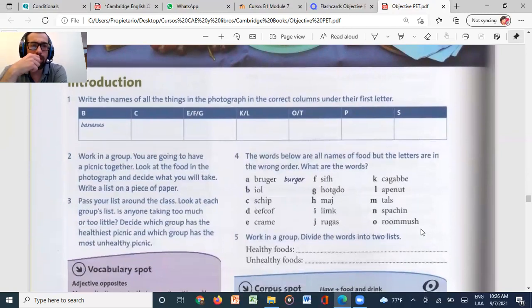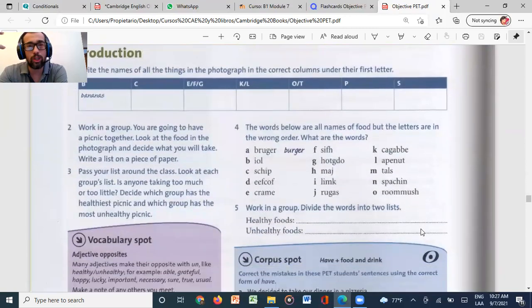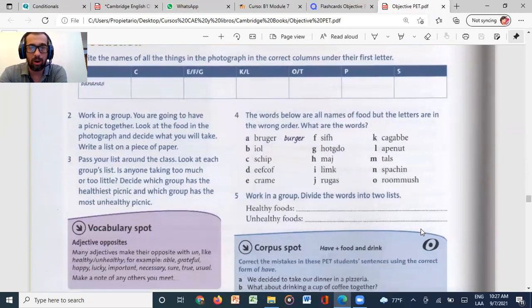Now, in this part, working in a group, we're going to have a picnic together, look at the food in the photographs, and decide what you'd like to take. So in this case, this part, we're going to be doing it in our live classes. We're going to practice that speaking part.